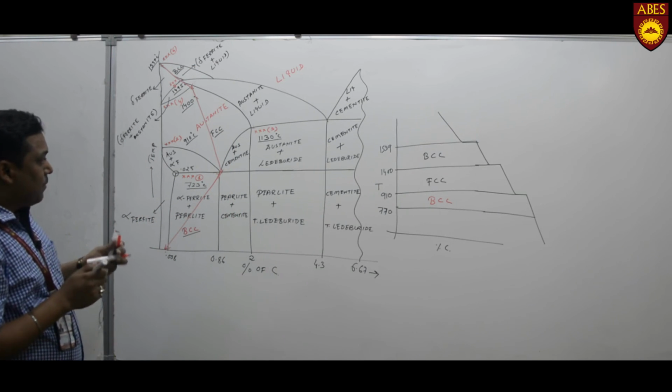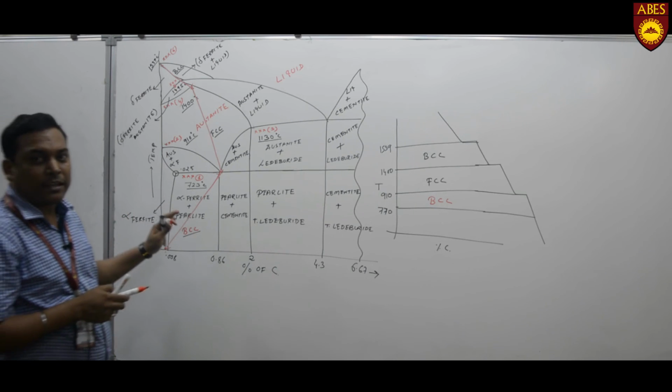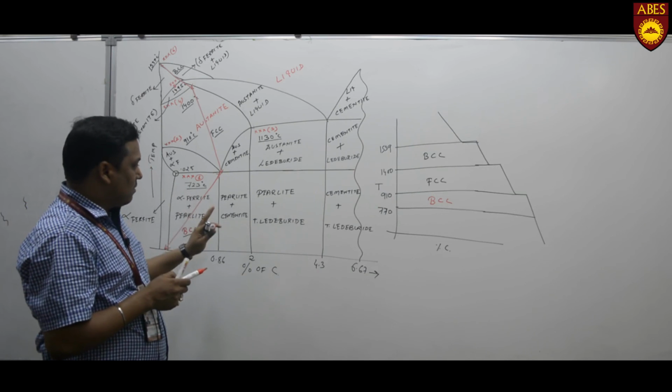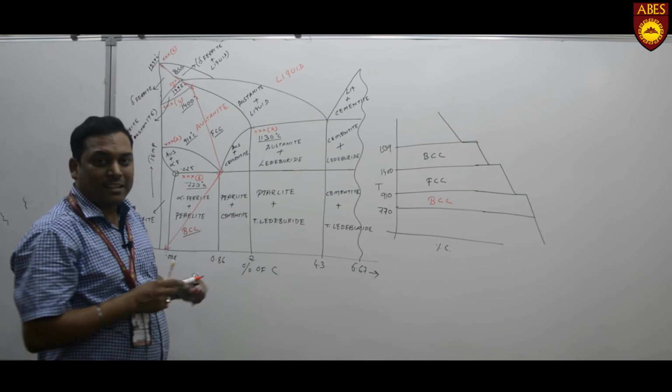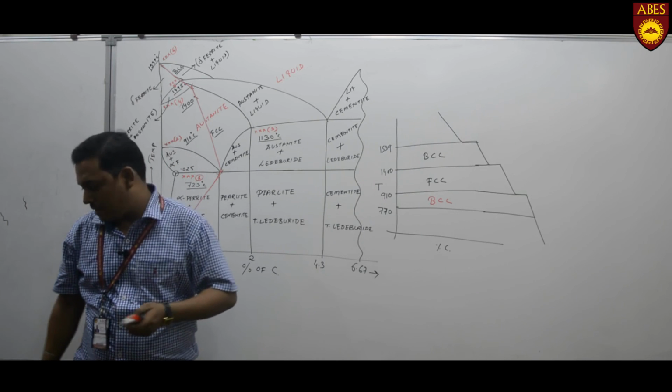Next are the main three reactions which occur especially in the iron carbon diagram, which majorly change the structure. There are basically three types of reactions. I want to explain them.